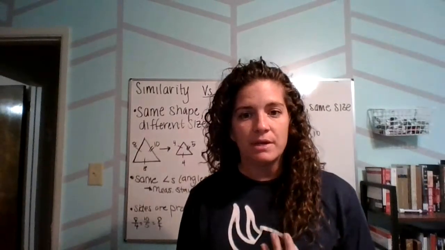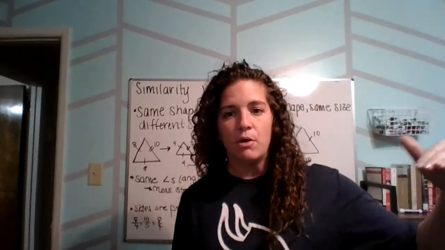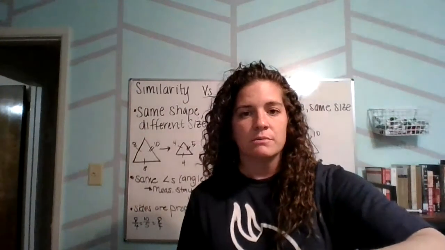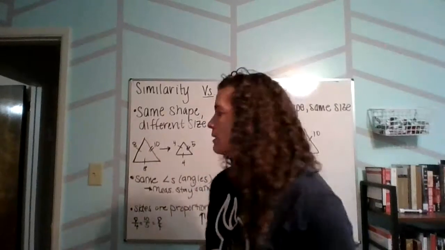So the way I always set them up is if I start with the big triangle, or whatever the big shape is, I put all the big numbers on top and then all the small numbers from the smaller shape on the bottom, and they have to match up to the sides.